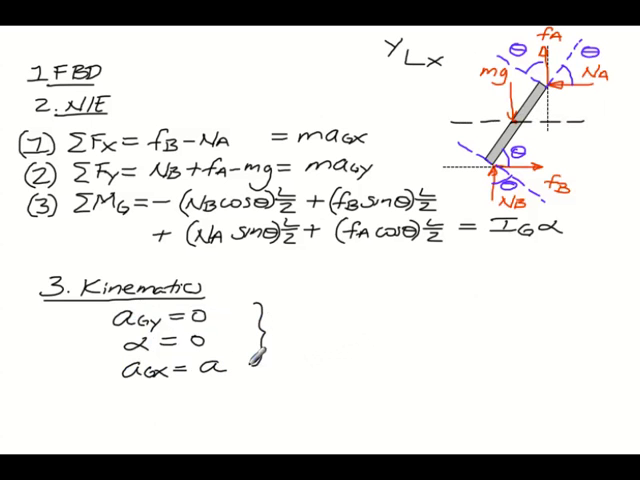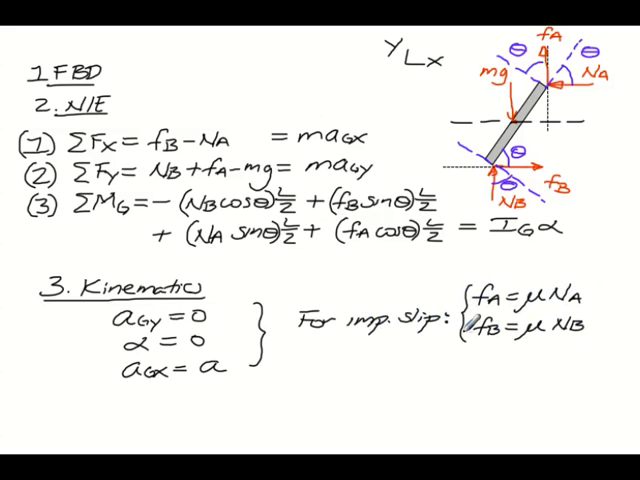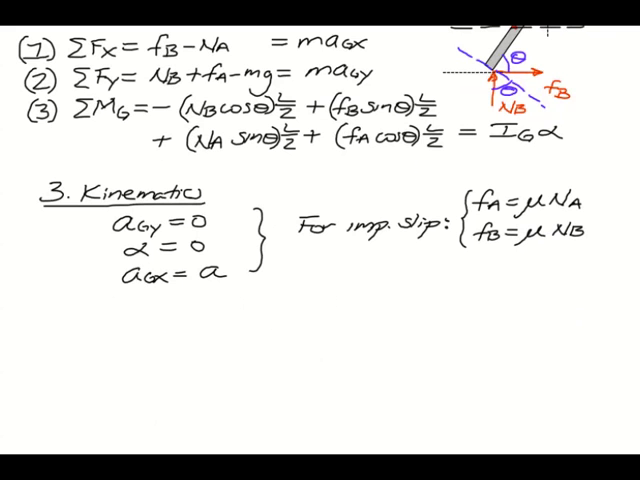Also, in addition, for impending slip, the friction force at A is equal to mu sub s times NA. I'll just write that as mu. And the friction force at B is the coefficient of friction times NB. It has to slip at both places or the bar doesn't move. So it's got to slip at both A and B.